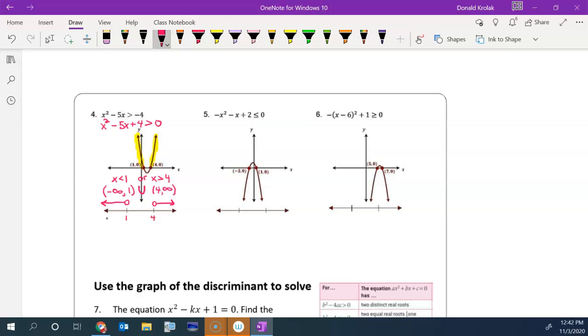So remember this part right here. This is an interval. Okay, so this is called an interval. Any x value from either interval will have a positive y value.